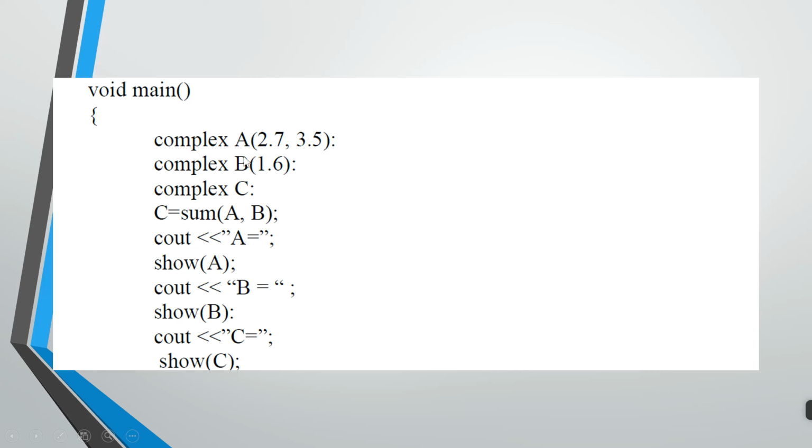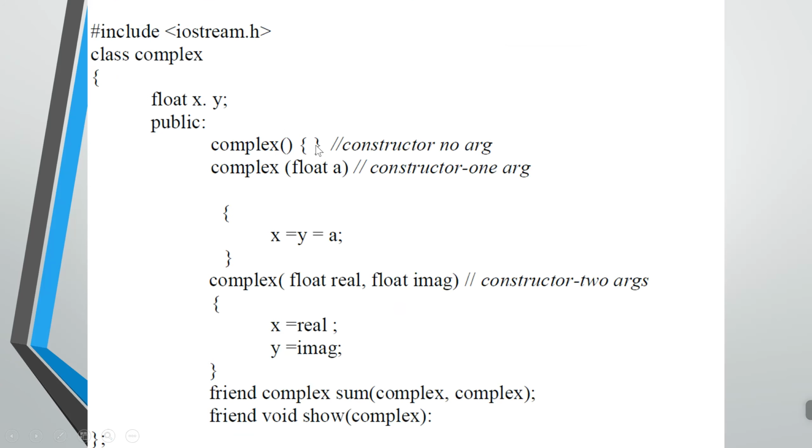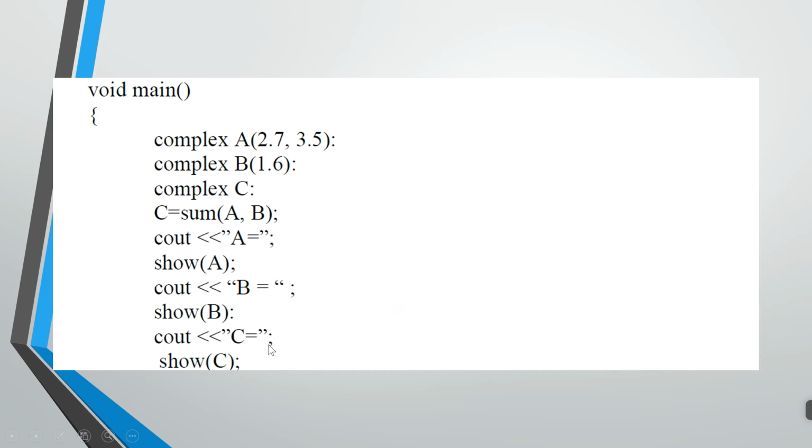So let me come to the main program. Here I'm using a complex A. A is an object with 2.7 and 3.5. So 2.7 is a real value, 3.5 is an imaginary value. Here this particular constructor will work with 2.7 being x and 3.5 being y, because there are two arguments.